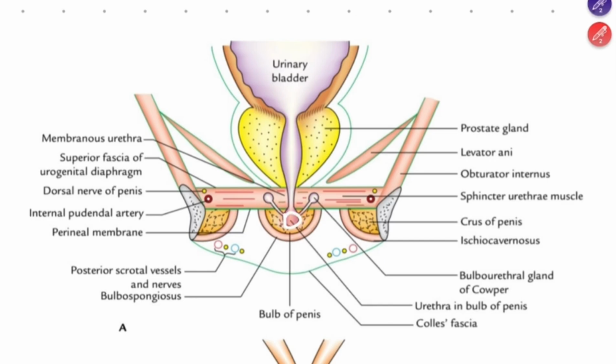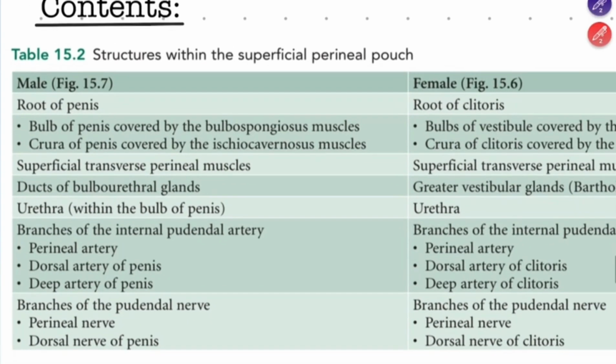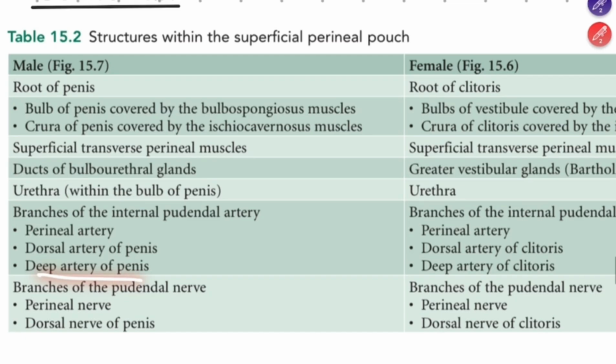Urethra within the bulb of penis, and we also have the branches of the internal pudendal artery: perineal artery, dorsal artery of penis, deep artery of penis. Then we also have the branches of the pudendal nerve: perineal nerve and dorsal nerve of penis.